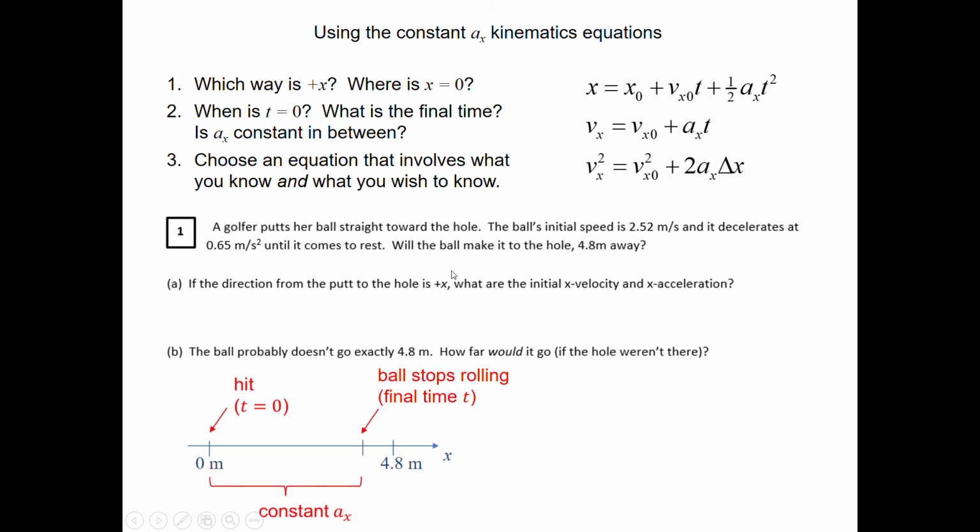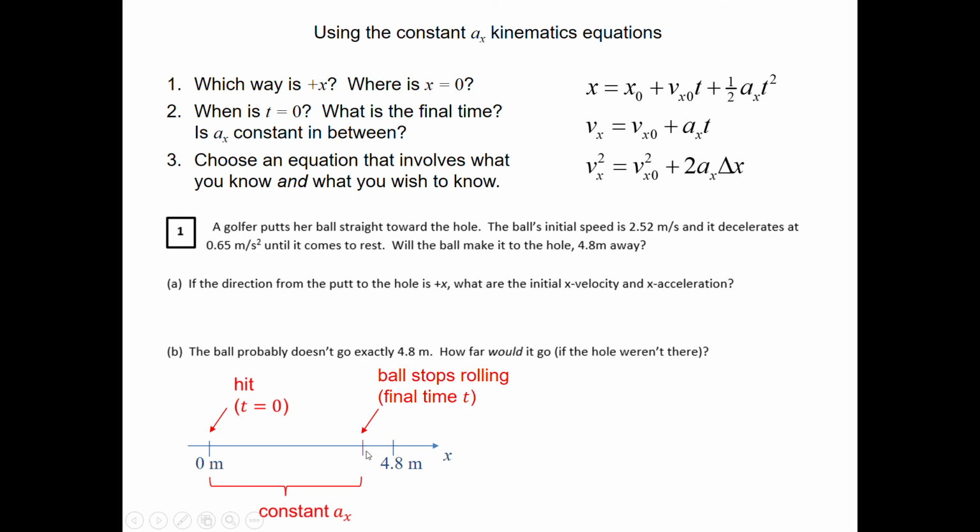So let's make some careful definitions here. I'm going to imagine that x equals 0 is the hit point. Again, I didn't say that up there, but that seems a reasonable thing to do to make things simple. We hit it at x equals 0. That defines what t equals 0 is. And the later time t, that final time t, is where the ball stops rolling.